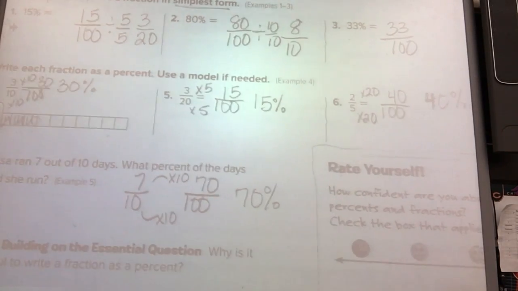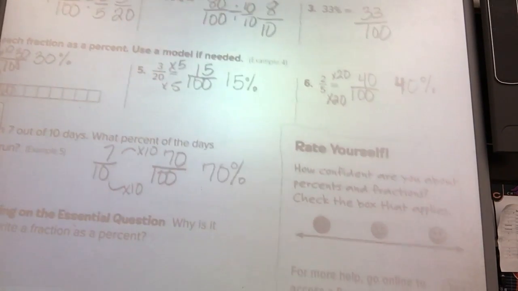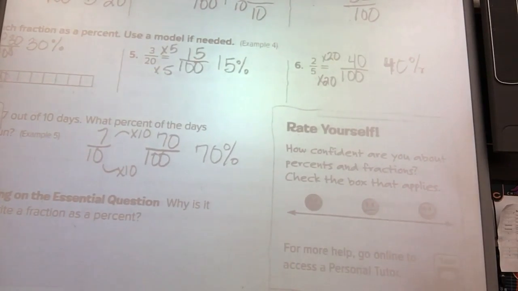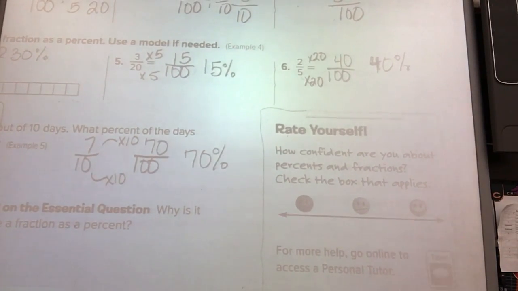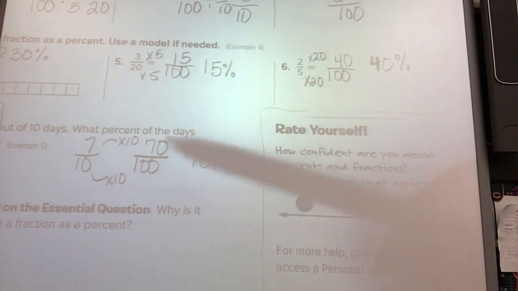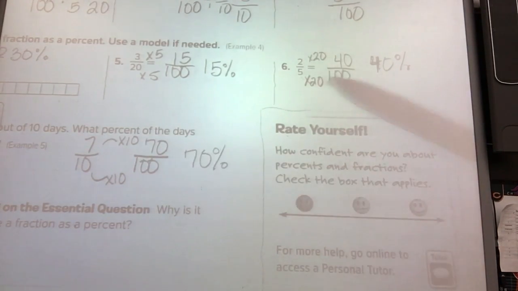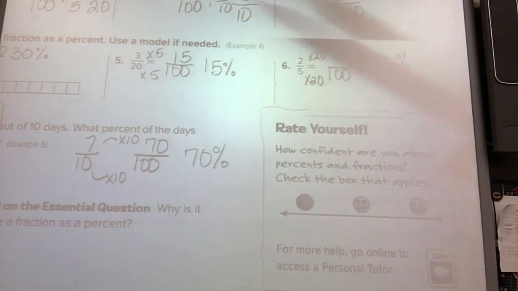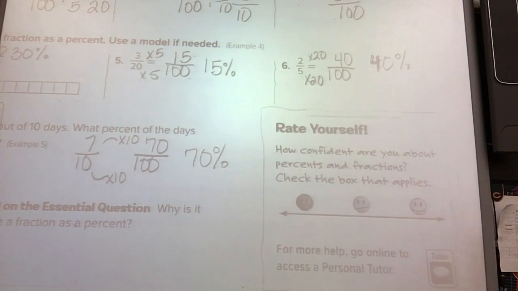All right? I want you to rate yourself, see how confident you are about this. I know it's a little fuzzy. We're going to go over it some more in small groups, and I will call you over if you need some help. Let me know. Remember, the object is to get to 100. Any number over 100, that is your percent. If you can get this over 100, your answer is right there, 70%. 40 over 100, 40%. 15 over 100, 15%. Get that over 100 and you got it made.